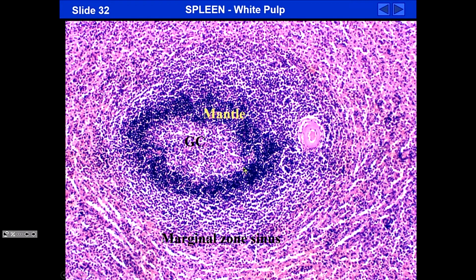Any questions? Yes? It's not easy to see the marginal zone sinus here, but it's going to circumscribe this darker stained area of lymphocytes. So it's going to be like here, like maybe here. These are marginal zone sinuses, circumscribing the entire structure. I had a schematic of it in the previous hour's lecture. You can't really make them out too clearly. Other questions?